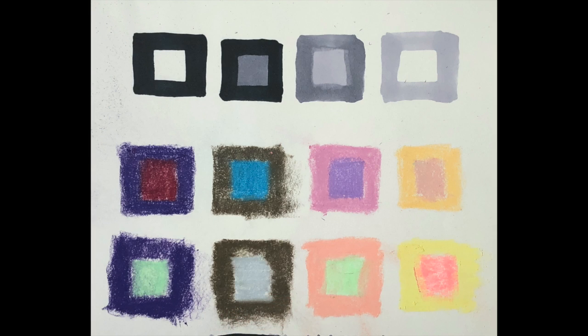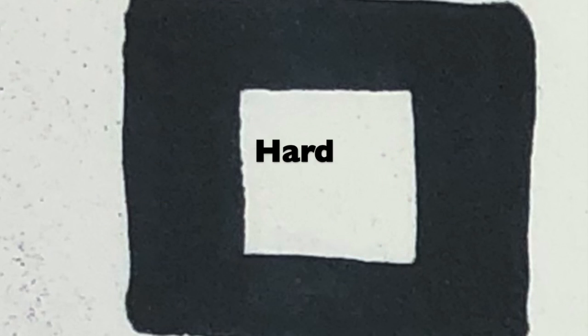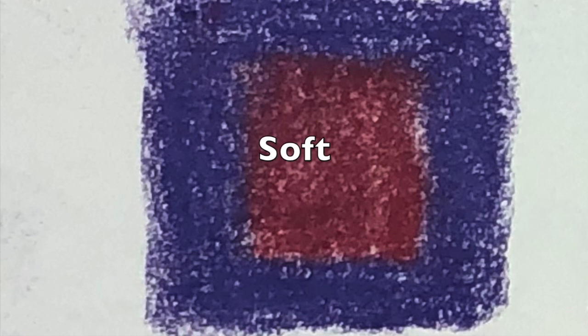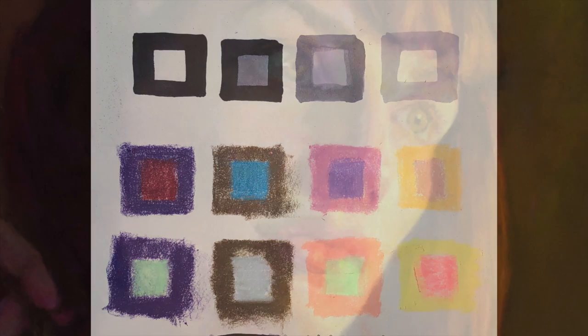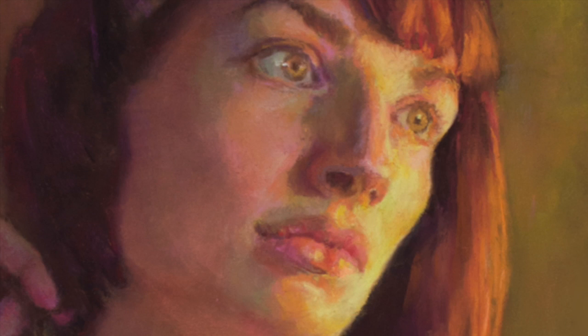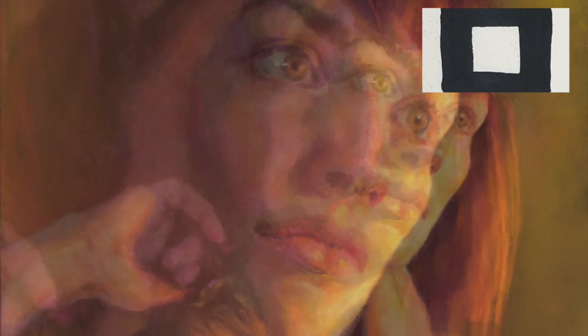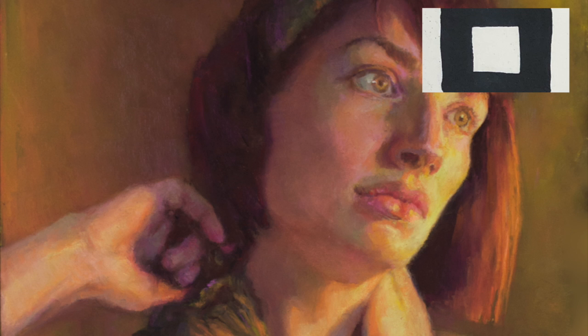Let's take a closer look at what edges are. Edges are areas of transition and are described as hard or soft. The transition occurs when there's a difference in value, color, or application, or all three, and it's the degree of the difference that defines the quality of the edge. Hard edges have abrupt transitions. They make us look and they hold our attention.